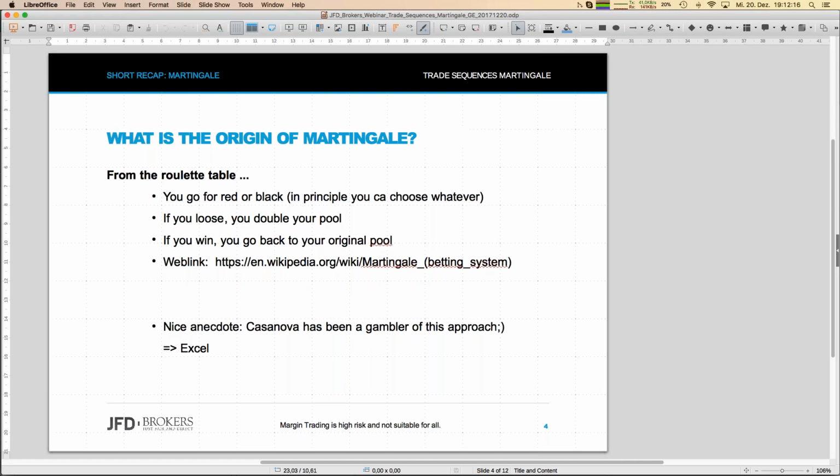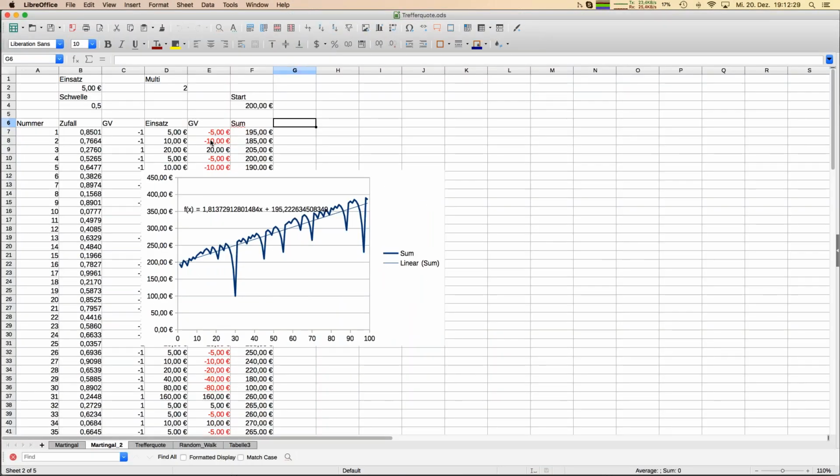And a nice anecdote: Casanova was a gambler who used that approach, and of course he was not very successful. But anyhow, let's see what happens if you do something like that. I have here just an Excel sheet which is simulating that kind of approach.